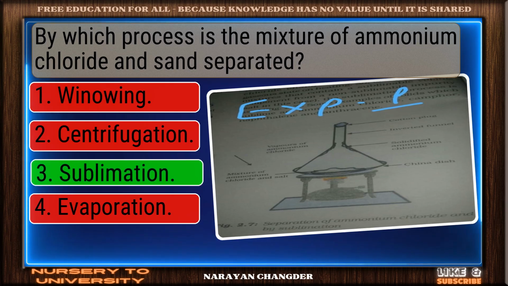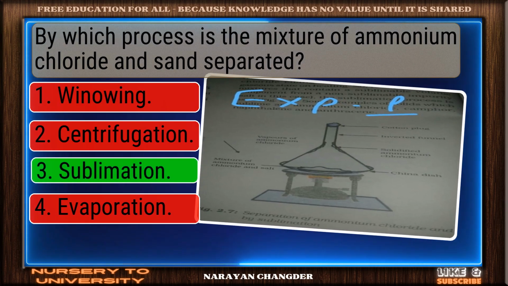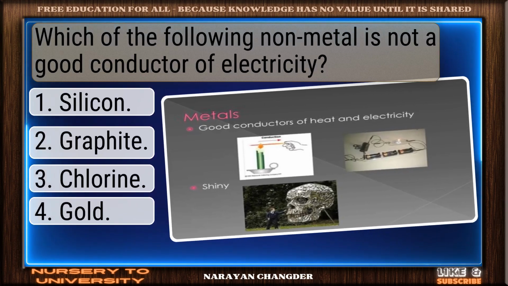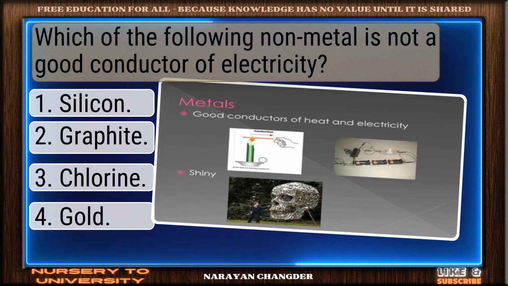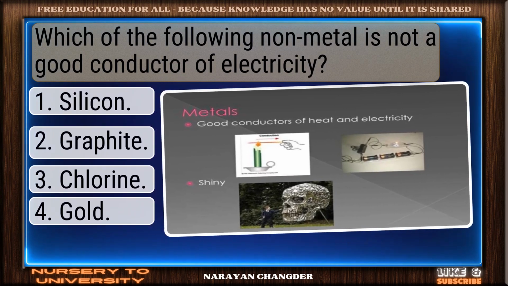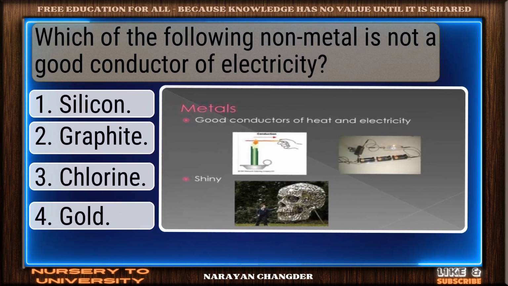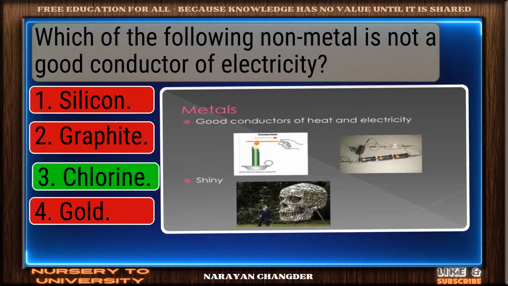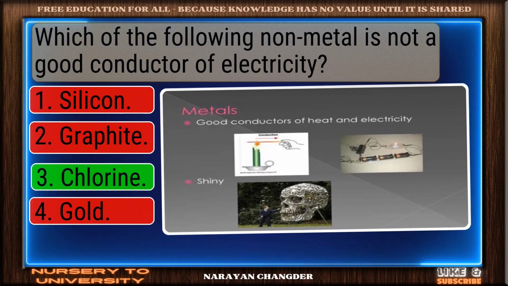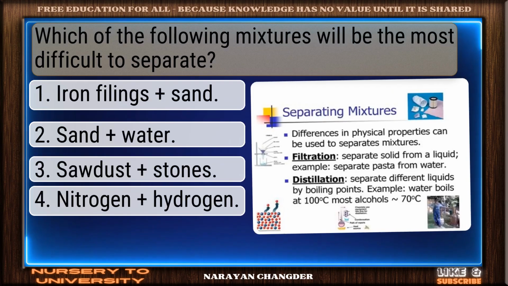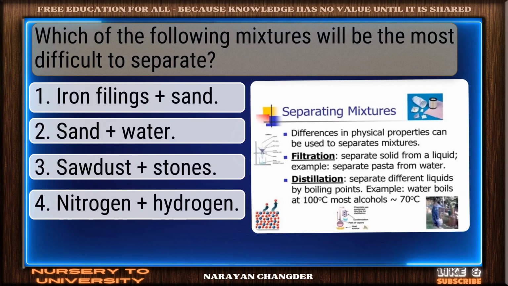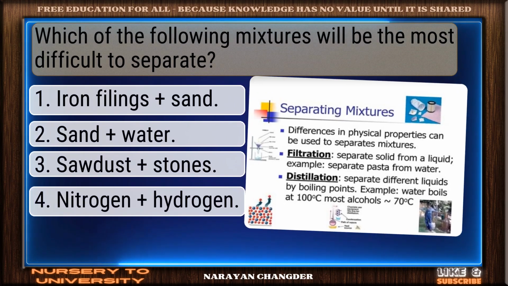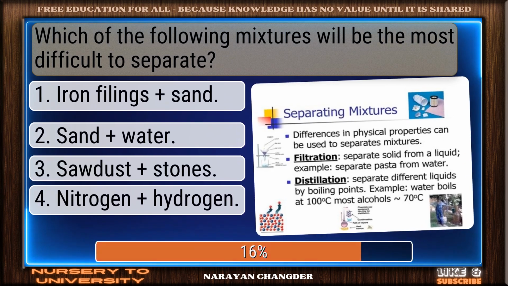You chose sublimation, and it is correct. Question number 93. Which of the following non-metal is not a good conductor of electricity? Excellent. Chlorine is a brilliant choice. Question number 94. Which of the following mixtures will be the most difficult to separate?